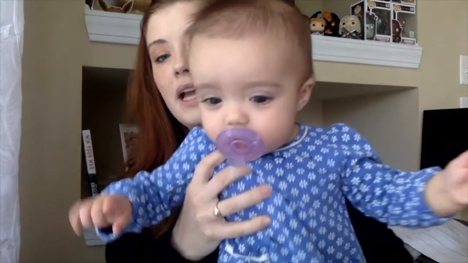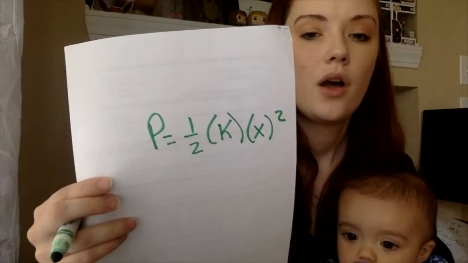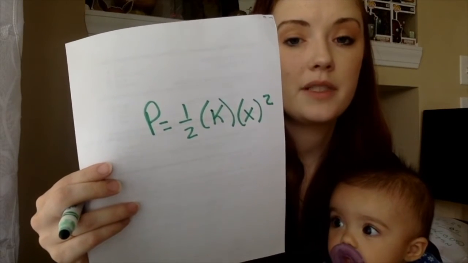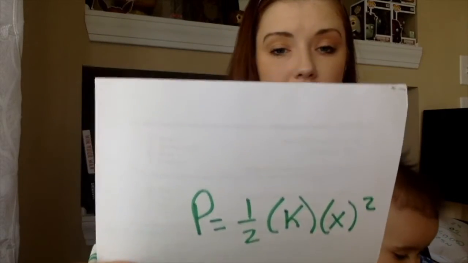Number 3 is exactly the same. You have the same information, but we're looking for something different. Instead of looking for the spring force, we are trying to figure out the elastic potential energy. In order to figure out the elastic potential energy, you need the correct formula. The correct formula for elastic potential energy is 1/2 times your spring constant times the position squared. Okay? So that is your potential energy formula. You got to know that. Okay? So let's go ahead and do this problem.